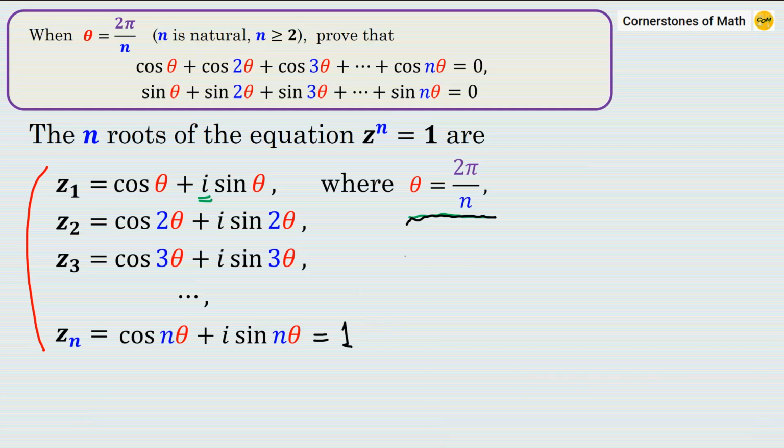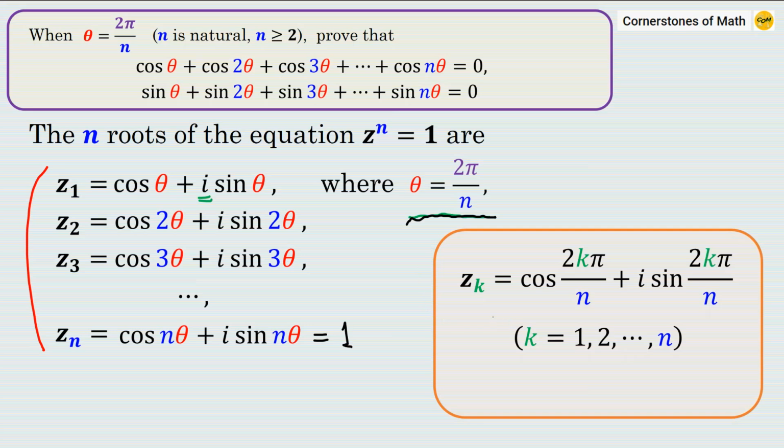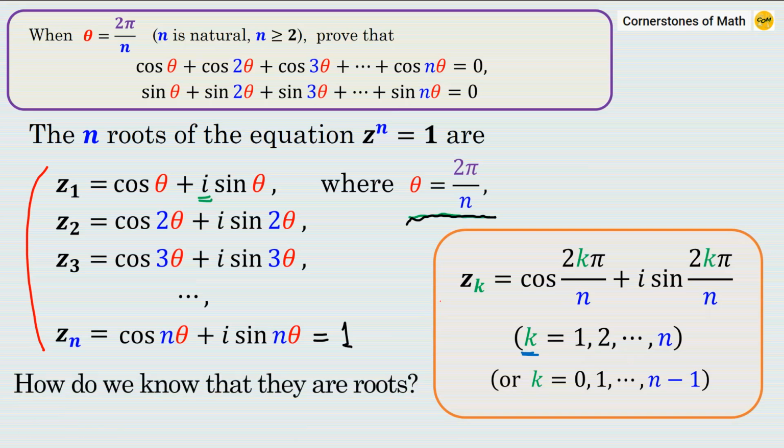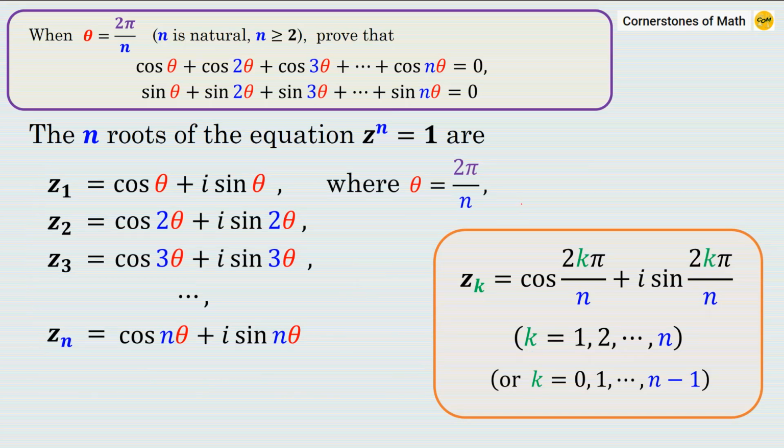In other words, the roots are given as zk, which is cosine 2k pi over n plus i sine 2k pi over n, where k can have integer values from 1 to n, or depending on the context, from 0 to n minus 1, which is essentially the same. But how can we guarantee that these are indeed roots of the given equation? We at least have to check, so let's quickly check. The checking process is quite simple.